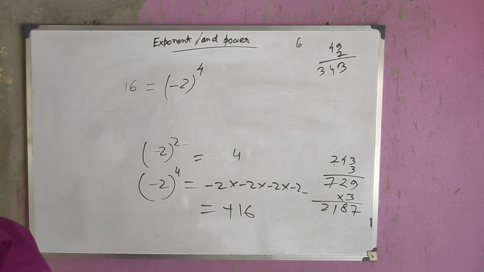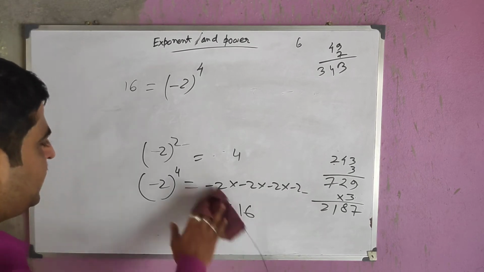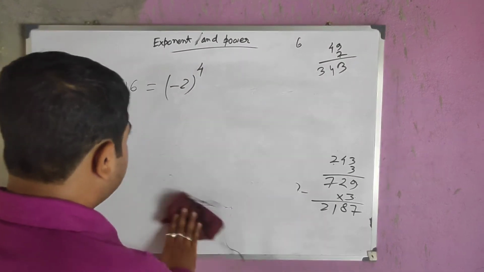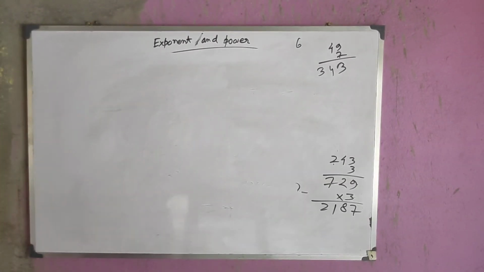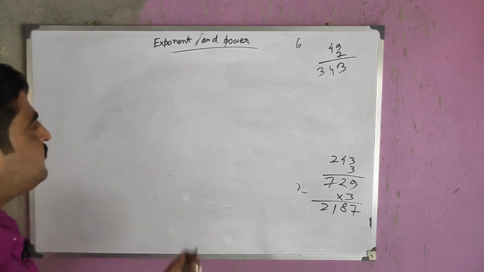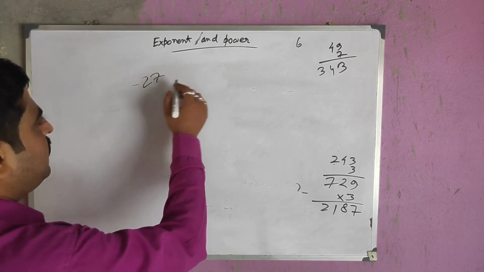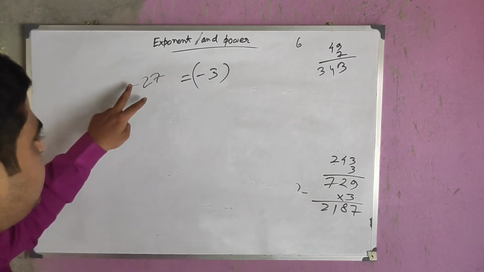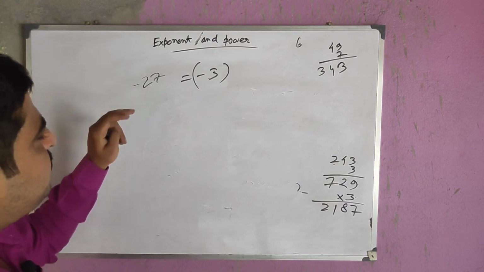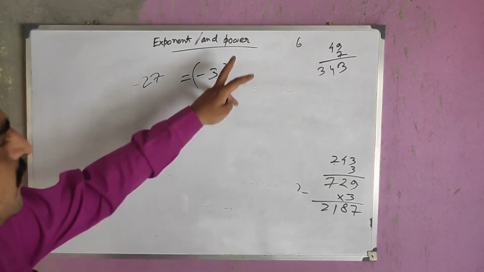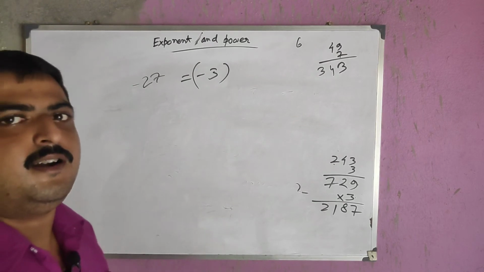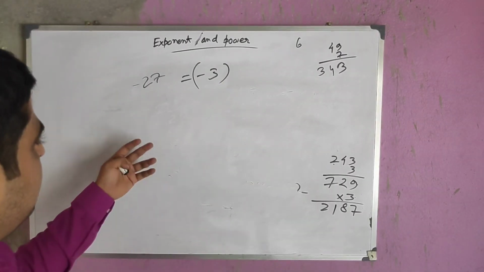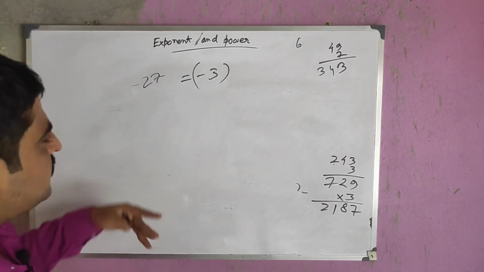Next, write the following numbers as power of minus 3. I am choosing one number, minus 27. We have to express this as minus 3 to the power something. Now you see students, here is a negative term and here is also a negative term. So the power should be an odd number.